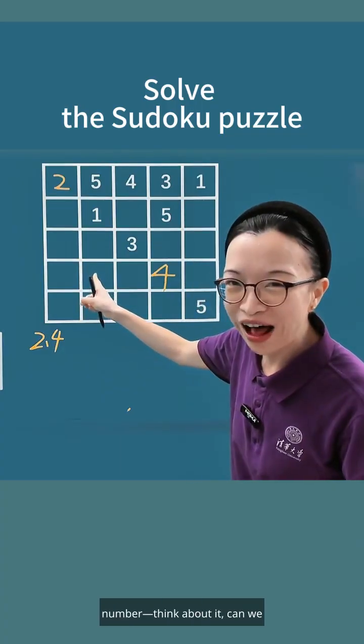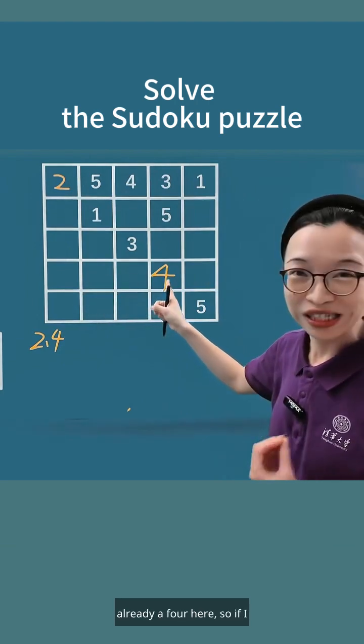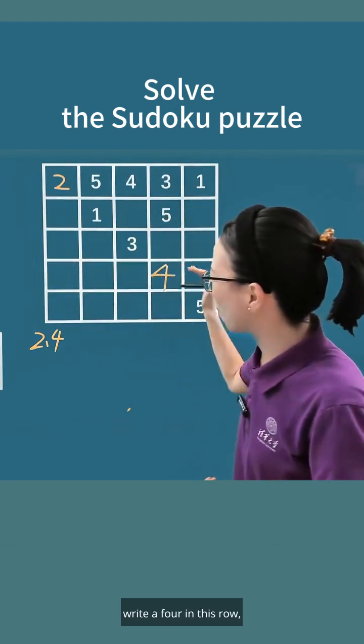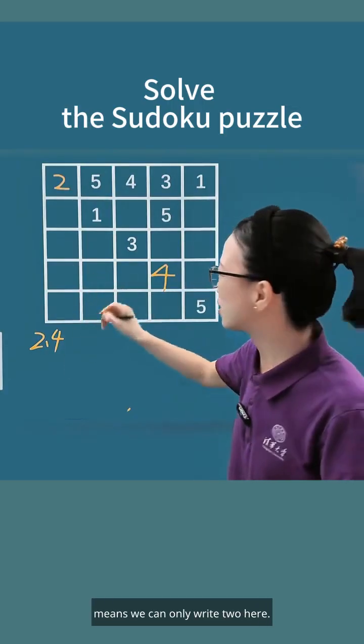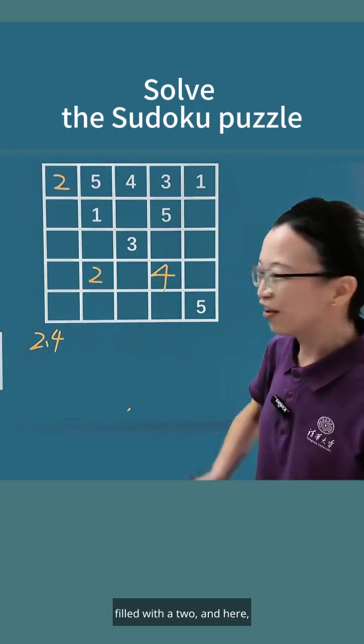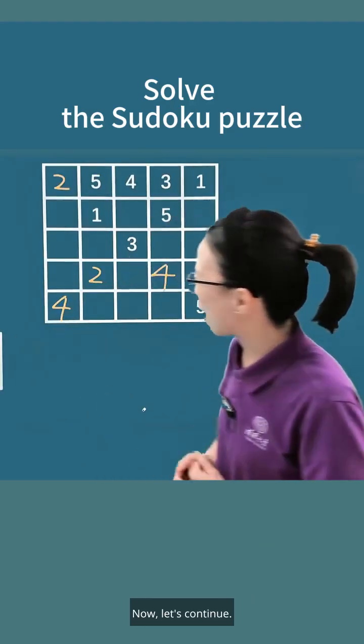Let's start with this number. Think about it. Can we write 4 here? Exclusivity. Look, there's already a 4 here. So if I write a 4 in this row, wouldn't that be a repeat? So we eliminate 4, which means we can only write 2 here. So this spot can only be filled with a 2, and here it can only be a 4, right? Simple, isn't it? Now let's continue.